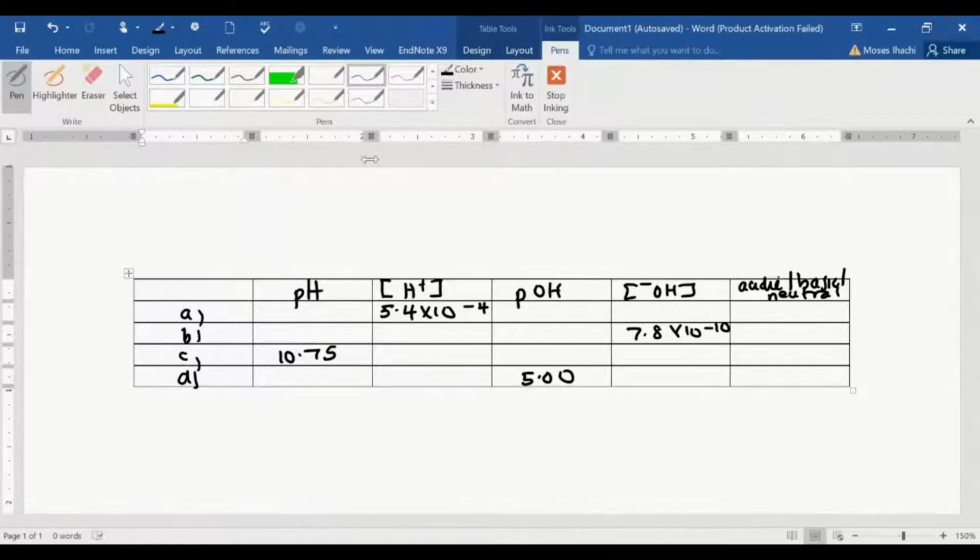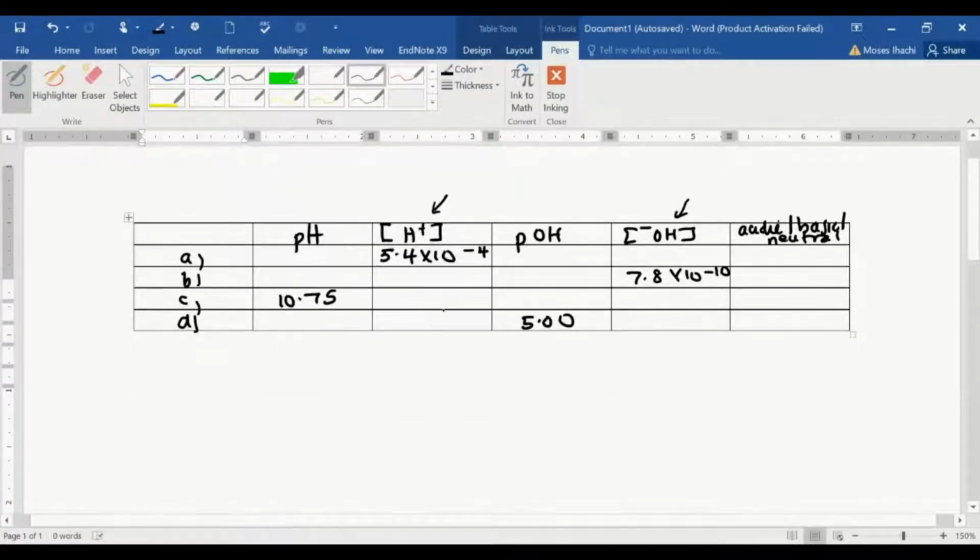So in this question, we need to fill up the table with pH or concentration of the acid, concentration of the base, or pOH, and determine if the solution in each row is acidic, basic, or neutral. So part A, you're given the concentration.